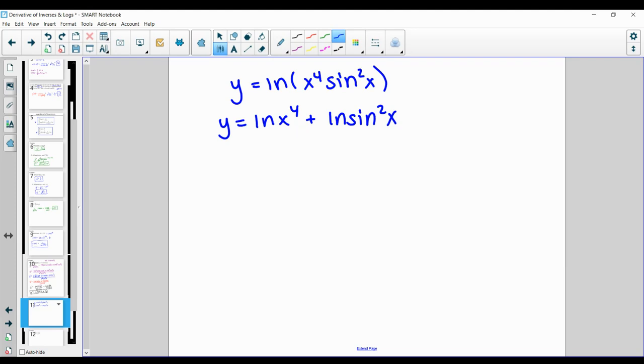And if you remember again your properties of logs, the exponents can come down in front. So I can rewrite this as 4 ln x plus, so remember that sine squared x is really sine of x squared, so this would be 2 ln sine x.